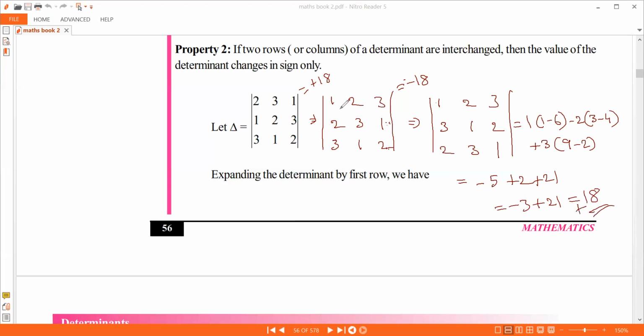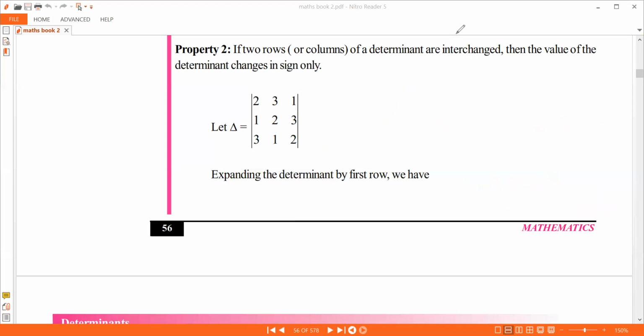So the value of the determinant will not change if you do a double swap. Clear? And this works even when you interchange the columns. I did the rows. You can exchange the columns and then check the answers. It will not change. So this is what happens for the determinant.